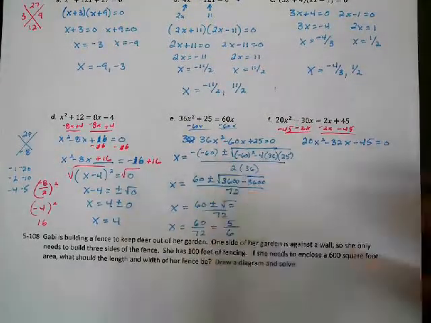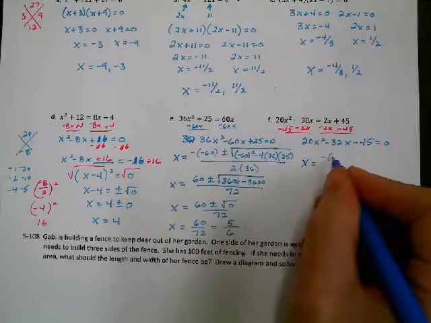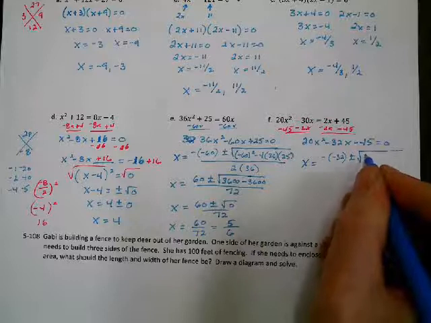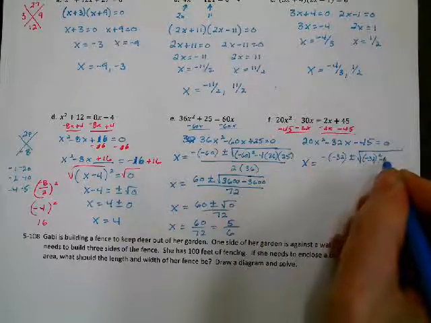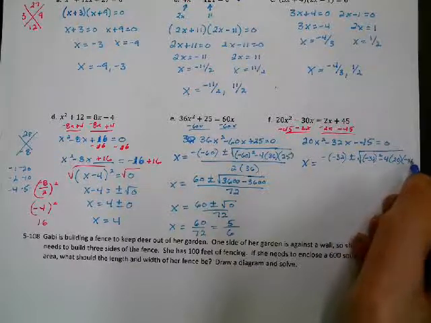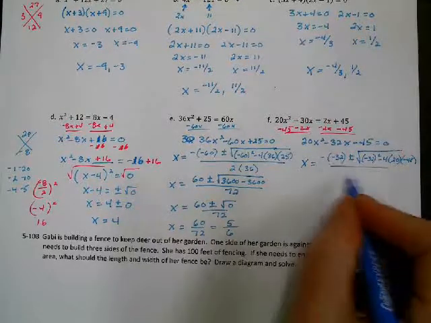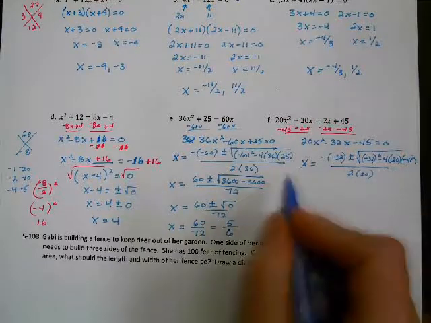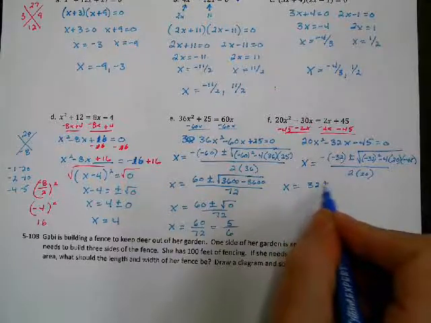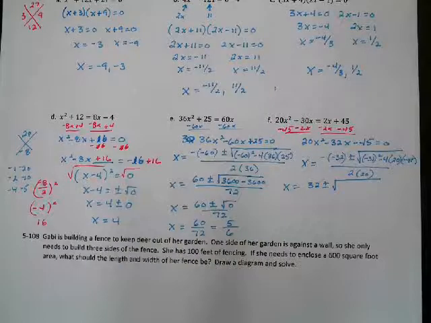for this one. So x equals negative 32 plus or minus the square root of negative 32 squared minus 4 times a, which is 20, times c, which is negative 45, all over 2 times 20. All right, clean up. So we've got x equals negative 32, plus or minus the square root. I don't know what 32 squared is. 32 squared is 1,024.